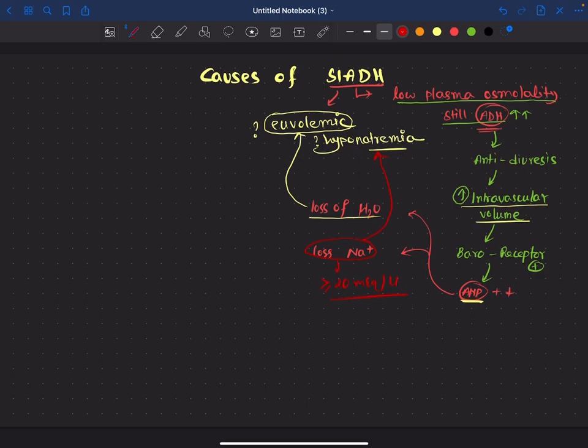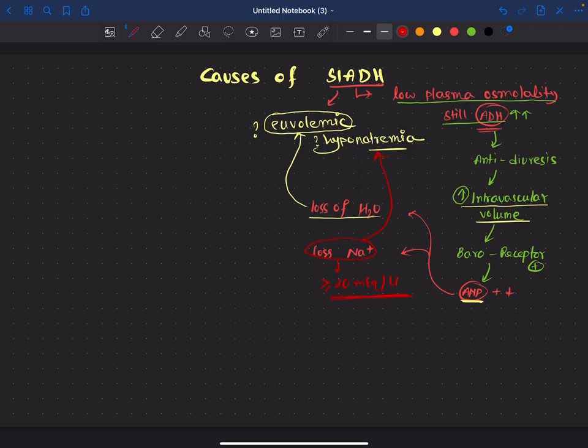And SIADH diagnosis is made on the basis of ruling out other causes of hyponatremia. You have to rule out the causes of hypovolemic hyponatremia and hypervolemic hyponatremia. Then you come to the diagnosis of euvolemic hyponatremia, and then the diagnosis of SIADH.